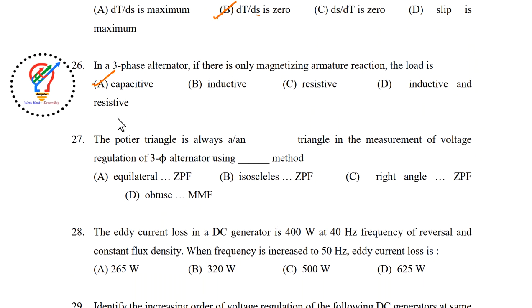Next one. The Potier triangle is always a dash triangle in the measurement of voltage regulation of a three-phase alternator using dash method. It is a right angle triangle, so right angle triangle and using the ZPF method. So answer is C.